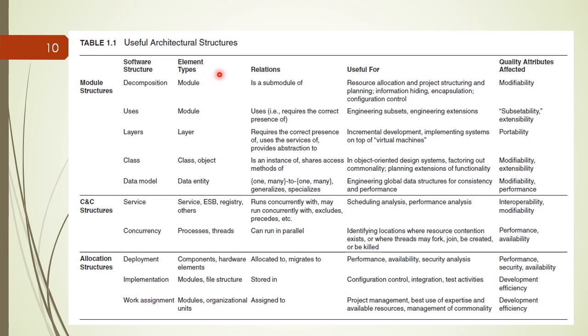So these were the architectural structures: module structures, CNC structures, and allocation structures.